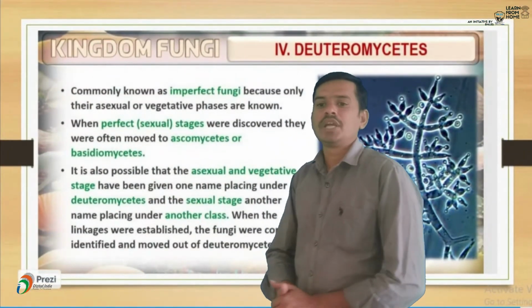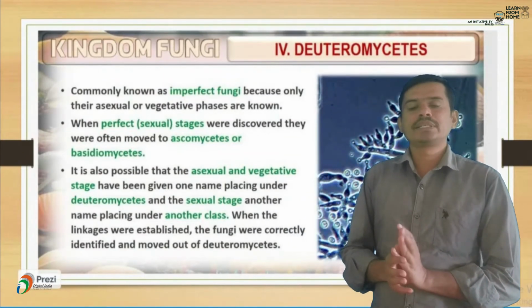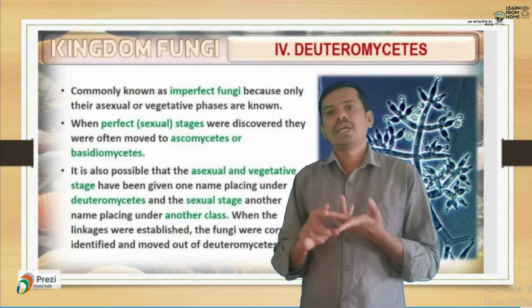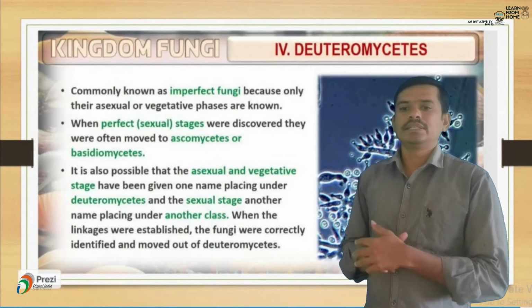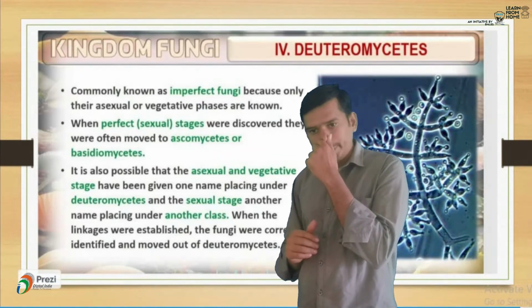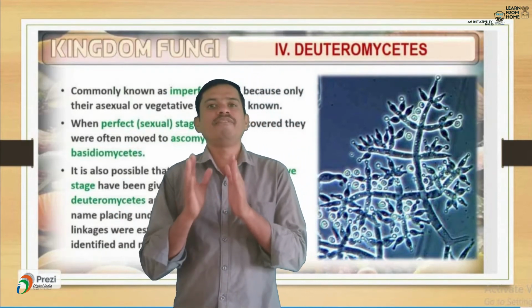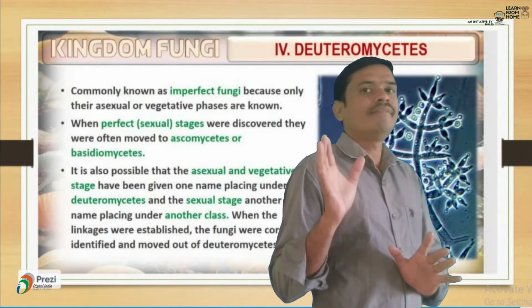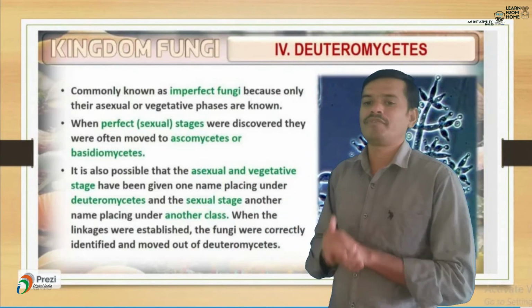The next class is Deuteromycetes. We have already discussed Phycomycetes, Ascomycetes and Basidiomycetes. Now we are going to discuss another very important class, Deuteromycetes. What about Deuteromycetes? It is also known as imperfect fungi.